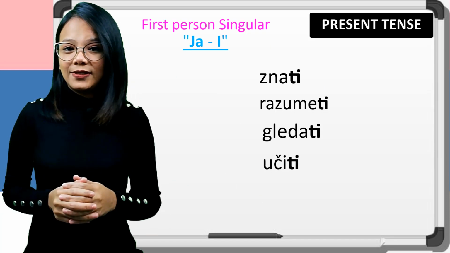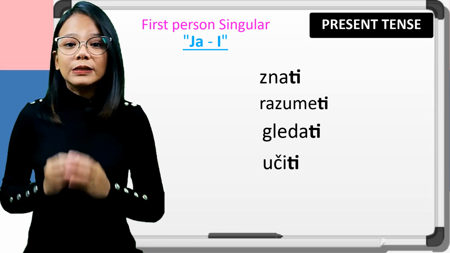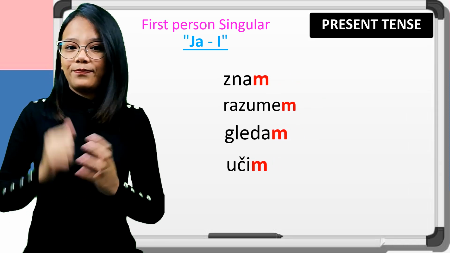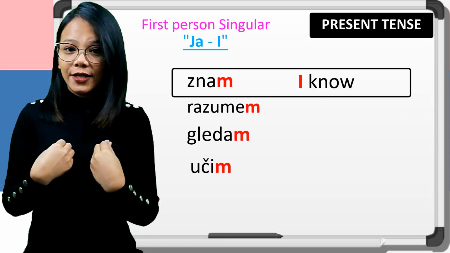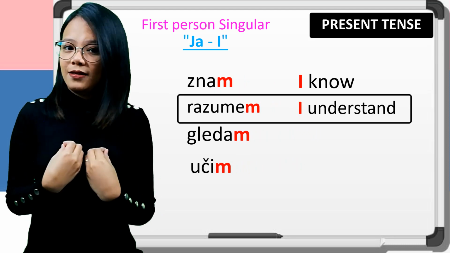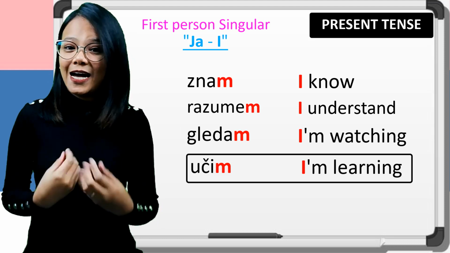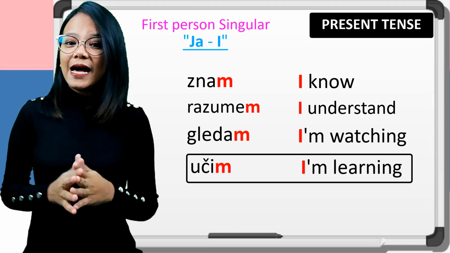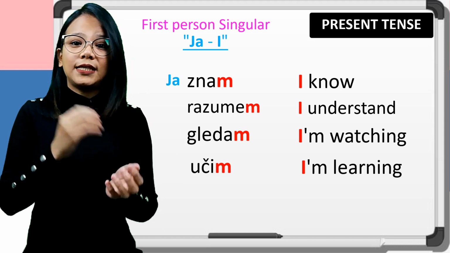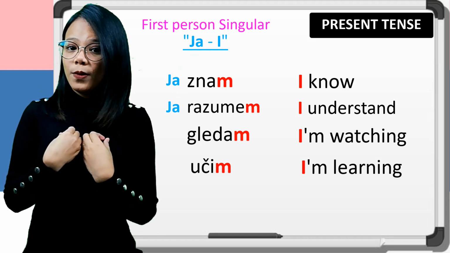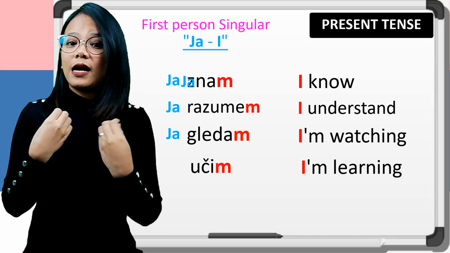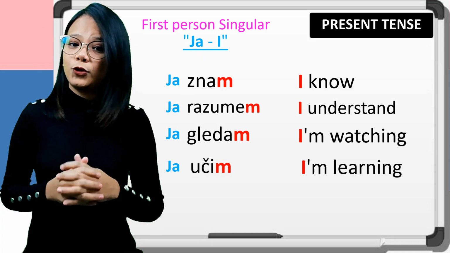For the first person singular, just remove T and add M. Znam, I know, razumem, I understand, gledam, I'm watching, učim, I'm learning. You can add personal pronouns too. Ja znam, ja razumem, ja gledam, ja učim. But better to omit it.